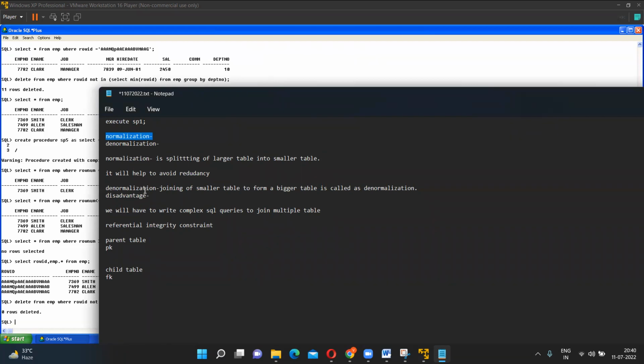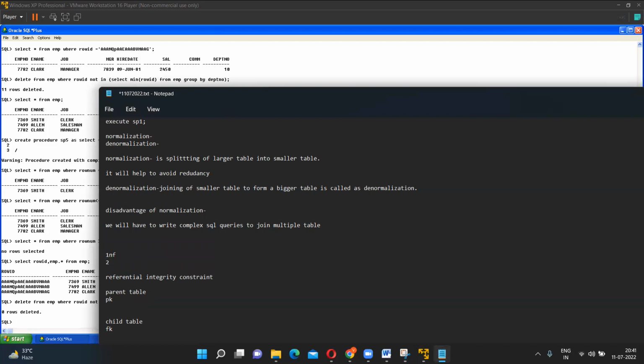Then what I told you, what is denormalization? Denormalization is what, guys? Joining of smaller tables to form a bigger table is called denormalization. Then I told you what is the disadvantage of normalization. Can someone tell me? We have to write complex queries to join multiple tables. And then I told you normalization is of how many types, guys? 1NF, first normal form, then second normal form, and third normal form.